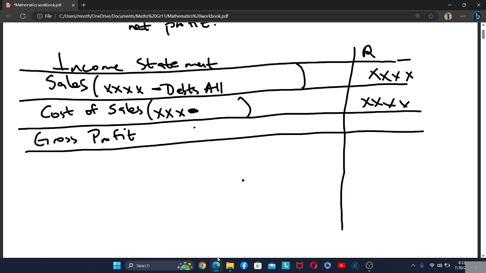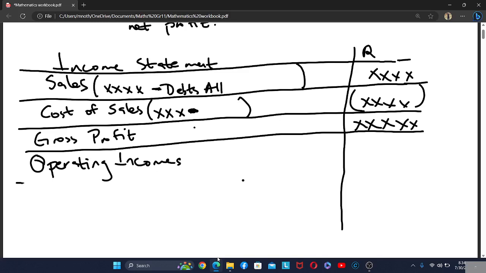Now, how do we get the gross profit? To get the gross profit, you must say sales minus cost of sales. Then we will get the gross profit. Okay, and then after gross profit, you are going to have the operating incomes.